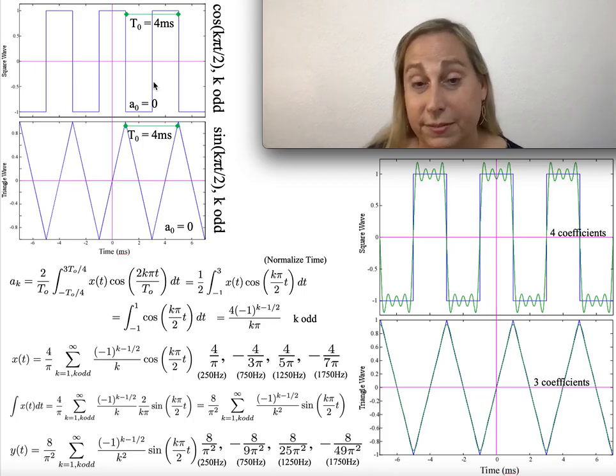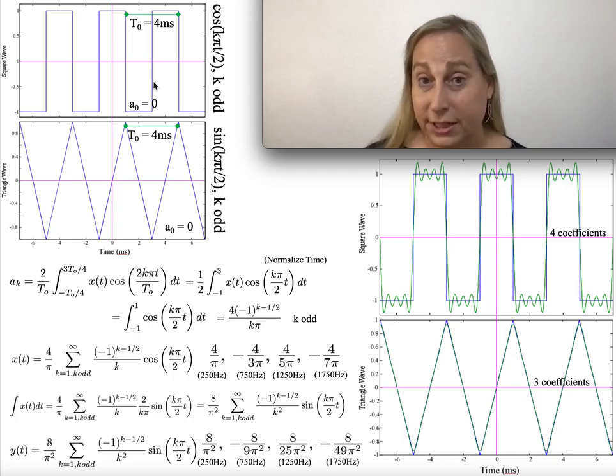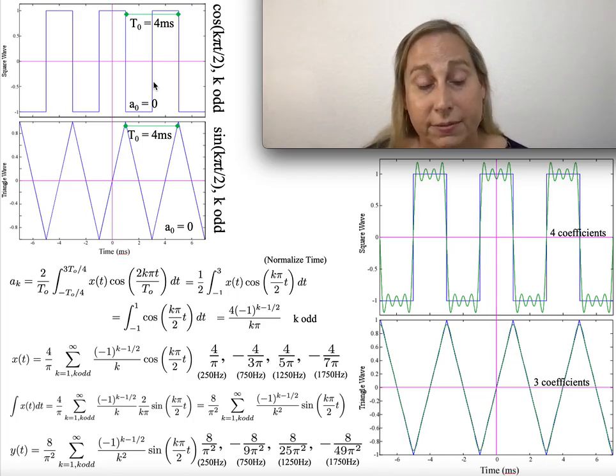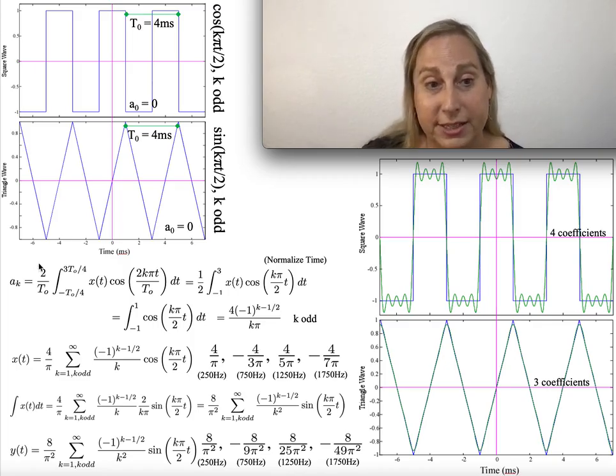So we know that this is eventually going to be cosines, cosines of k pi t over 2, where t is in milliseconds, for k odd, which is a nice form. But you can actually see this by setting up the a sub k. It turns out that the sine terms will disappear because this has this nice symmetry.